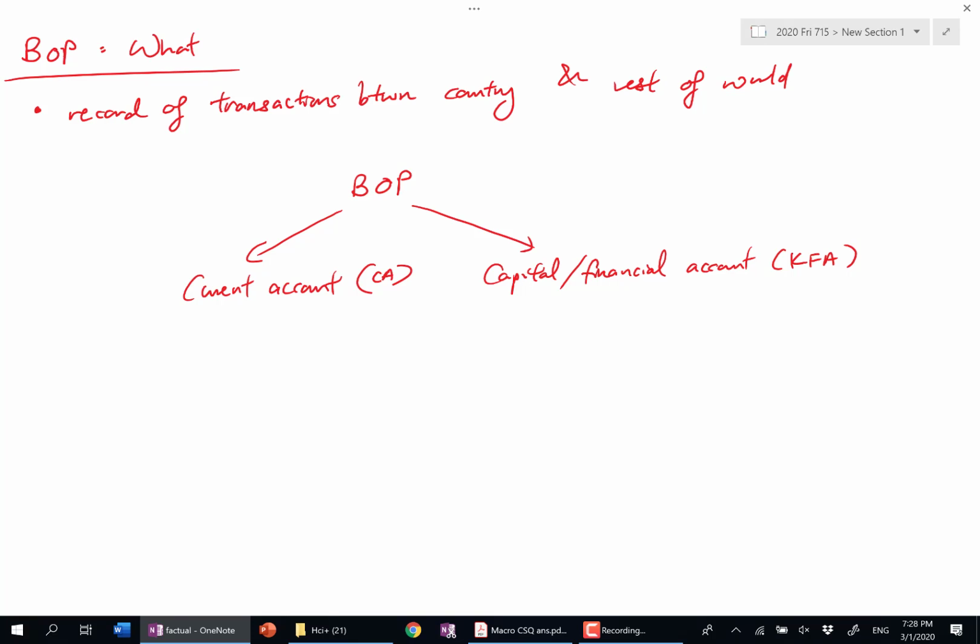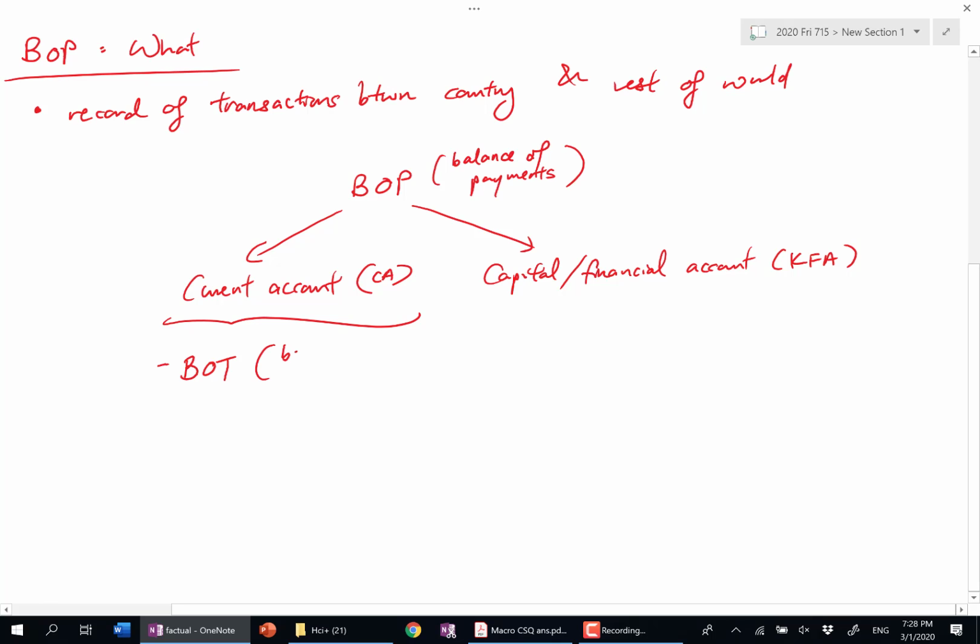What is under your current account? This one we call balance of trade. Alright, this is balance of payments. This is balance of trade. BOT. Okay. BOT, in the notes they say, wow, visibles, invisibles, but it's actually just X minus N. Visible means goods, invisibles means services. Nothing new, okay?